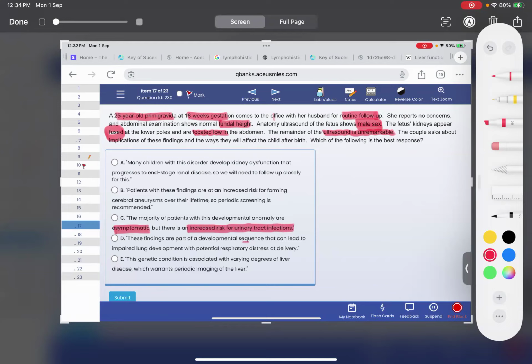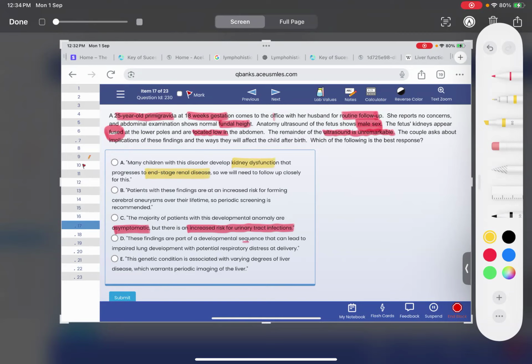Should I explain the other options? That will be helpful in the other questions, hopefully. So what is the first one saying? Many children with this disorder develop kidney dysfunction that goes to end stage renal disease. So, what do you think?